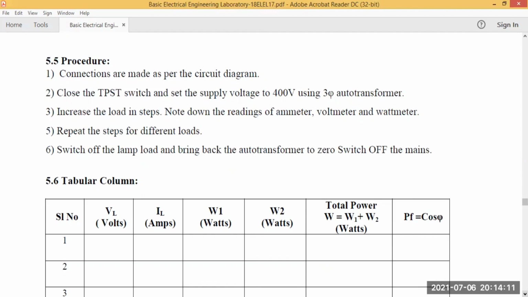Increase the load in steps. Note down the readings of the ammeter, voltmeter, and wattmeter. Repeat the steps for different loads. Switch off the lamp load. Bring back the auto transformer to 0. Switch off the mains. So these are all the procedures we go through here.